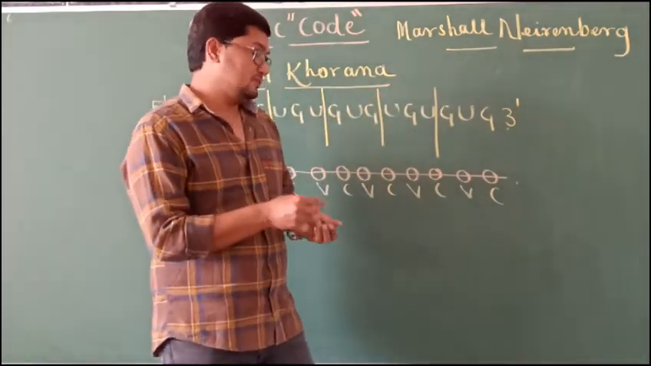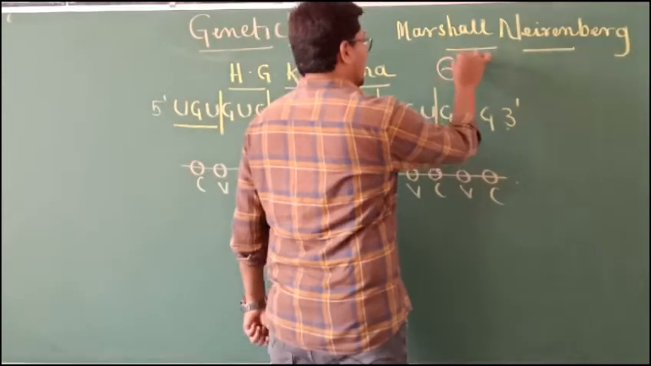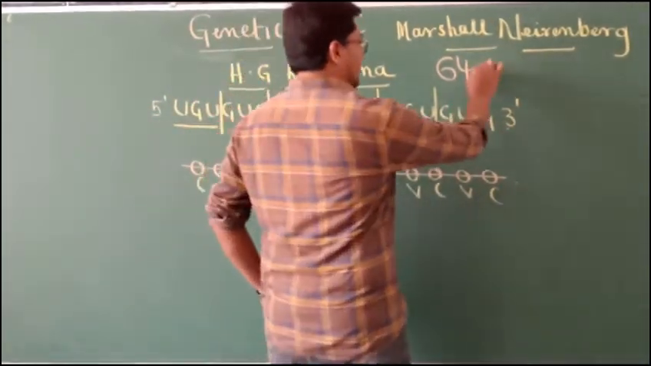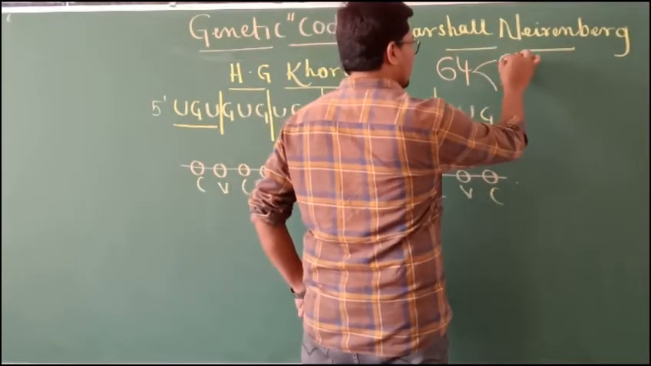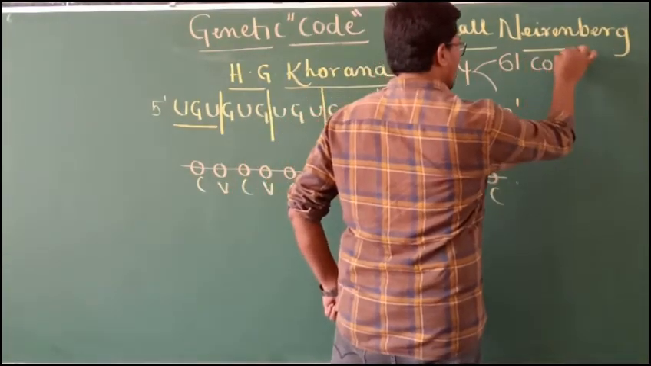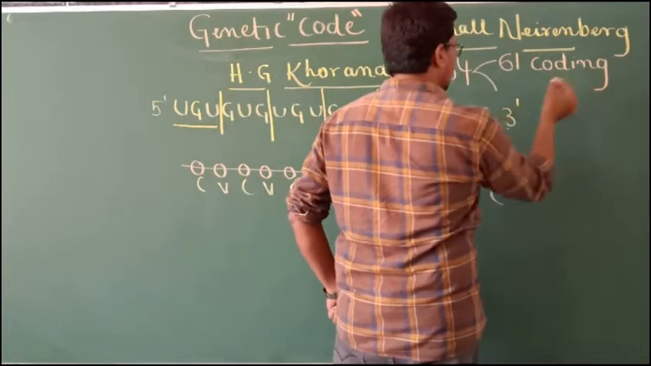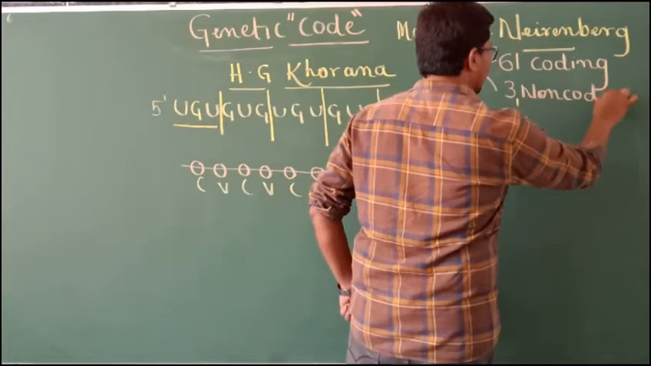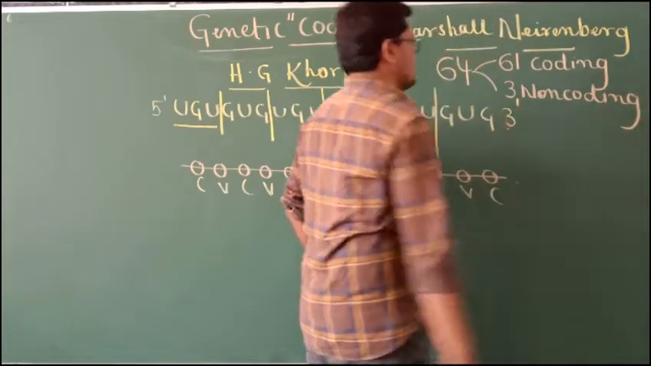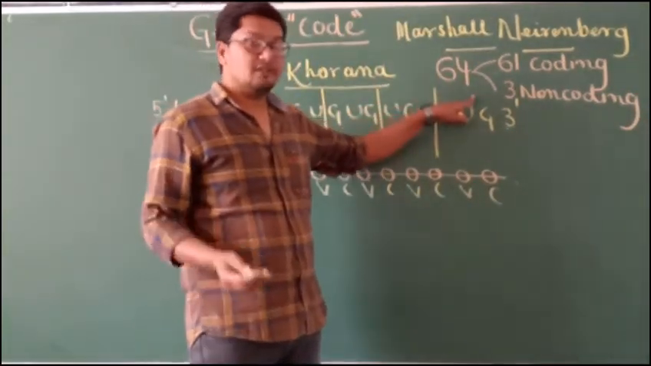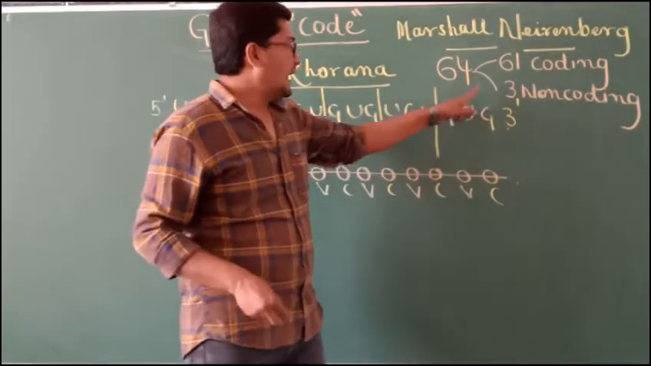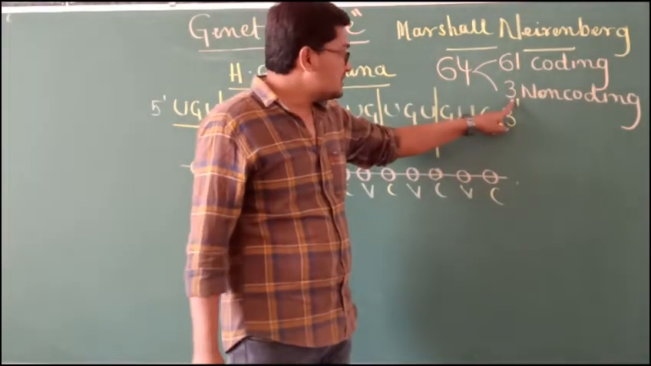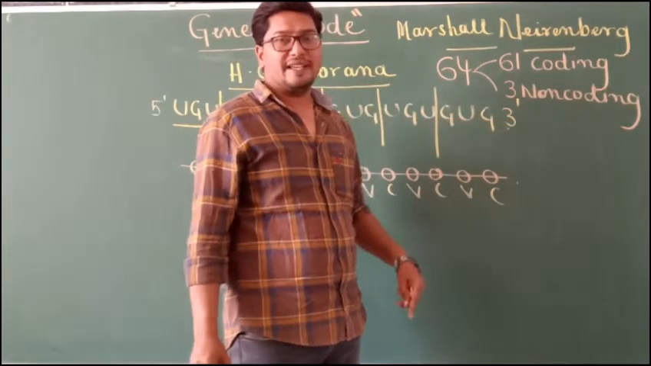And today I told you, in the genetic code library, total how many codons are present? 64 codons are present. And out of these 64 codons, 61 are said to be coding and 3 are non-coding. Otherwise we can call them stop codons. And total 64 codons. Which are the 64 codons? And which 61 codons code for 20 amino acids? Which 3 codons do not code for amino acid?